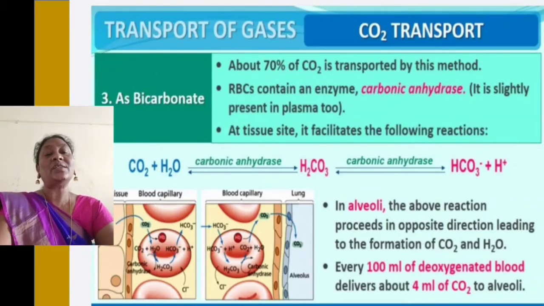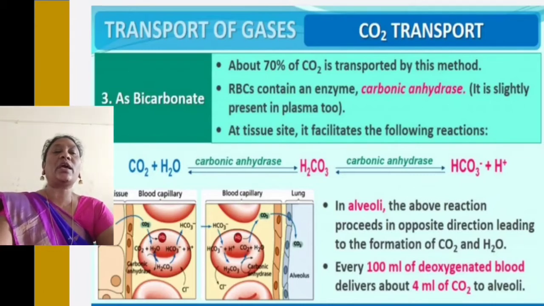As bicarbonates: about 70% of carbon dioxide is transported by this method. RBCs contain an enzyme, carbonic anhydrase, and it is slightly present in the plasma too. So at the tissue site it facilitates the following reaction. You can see CO2 plus H2O, a reversible reaction in the presence of carbonic anhydrase, gives H2CO3, which forms HCO3- plus H+ ions.